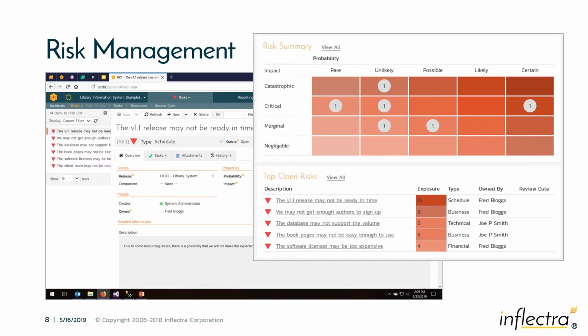So if you have SpiraTest or SpiraTeam and you want to look at risk management functionality, you need to upgrade to the SpiraPlan license. And we can talk about how you do that during the Q&A, but basically you get a new license key and you can purchase the upgrade, and then you get the risk management functionality.